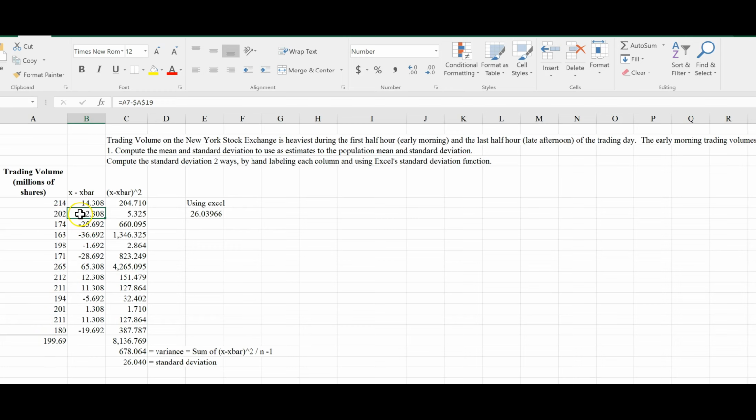202 minus the 199 is 2.308. We square that number. The 174 minus the 199, we square that number, and we add them all up. Here's our sum of all of those values.